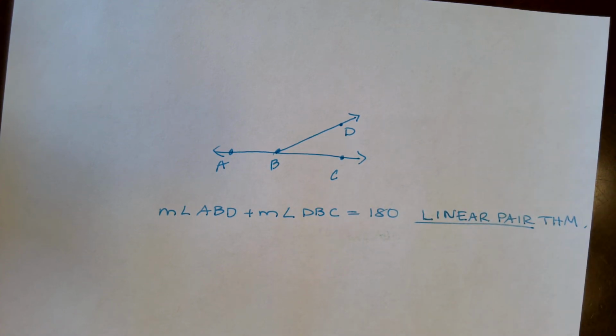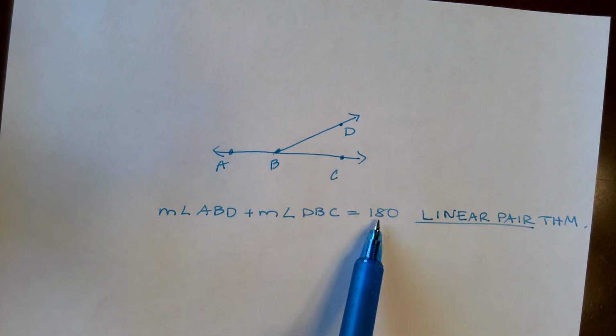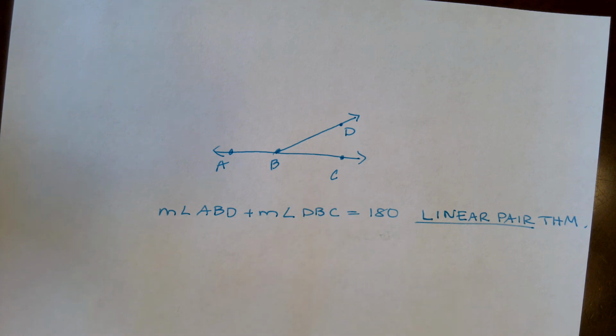Linear pair theorem. That tells you if I have a linear pair, which you have, then the sum of the measures is equal to 180. Okay?